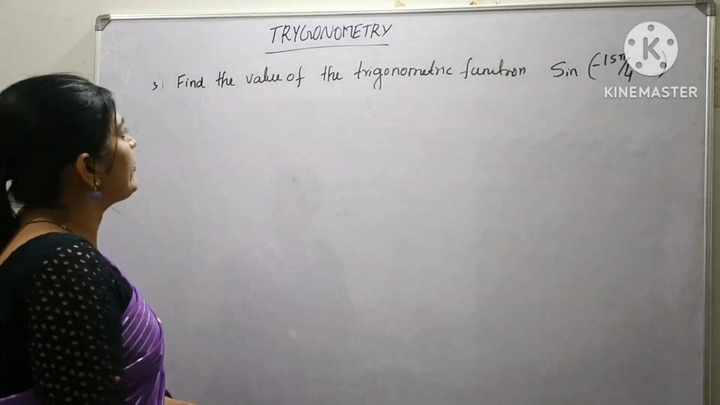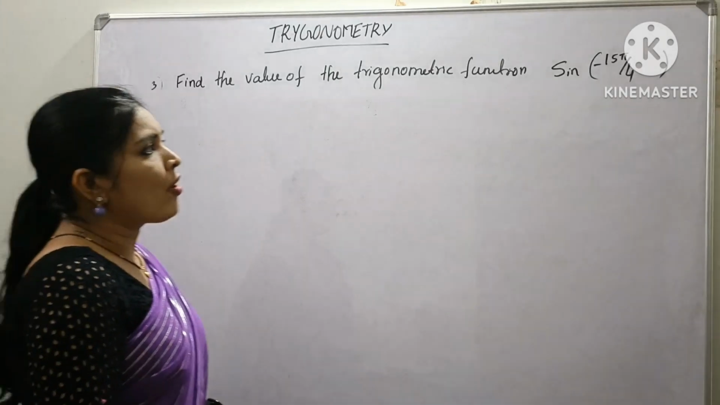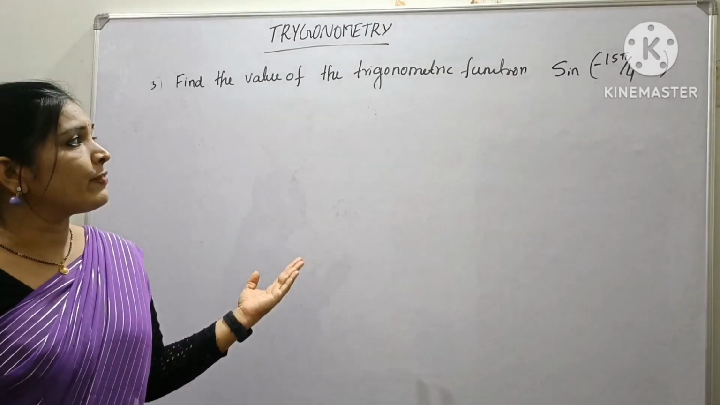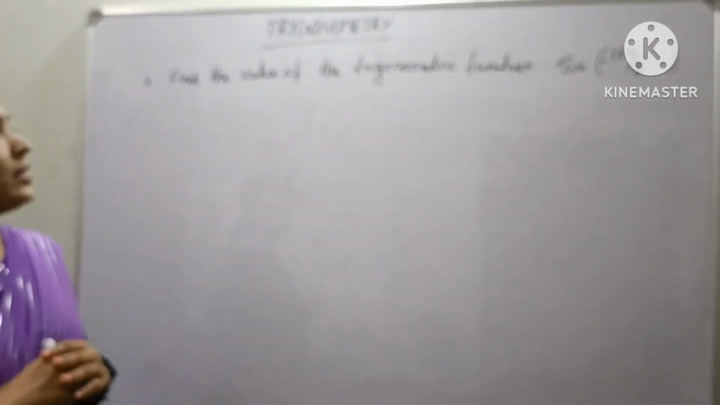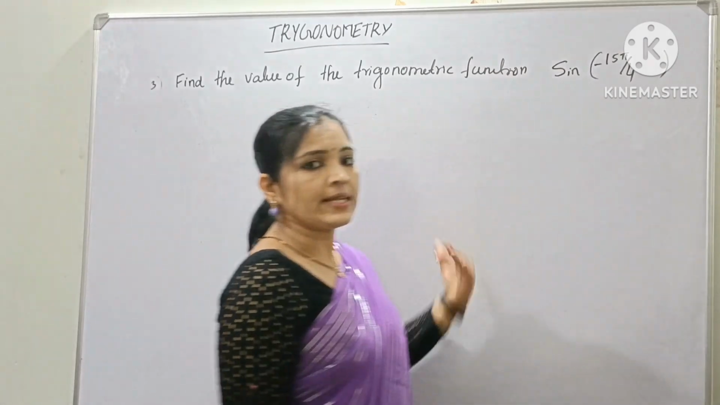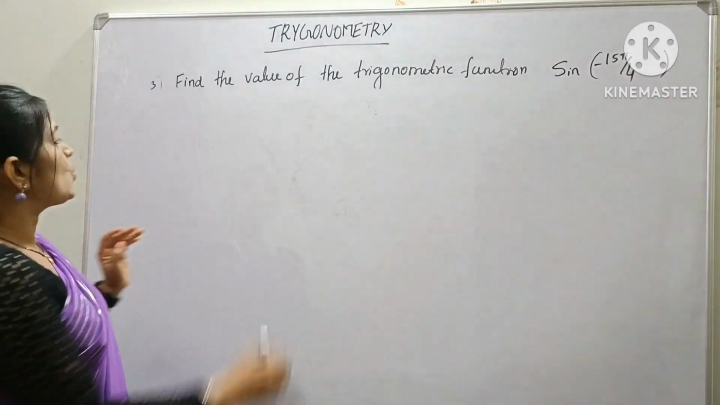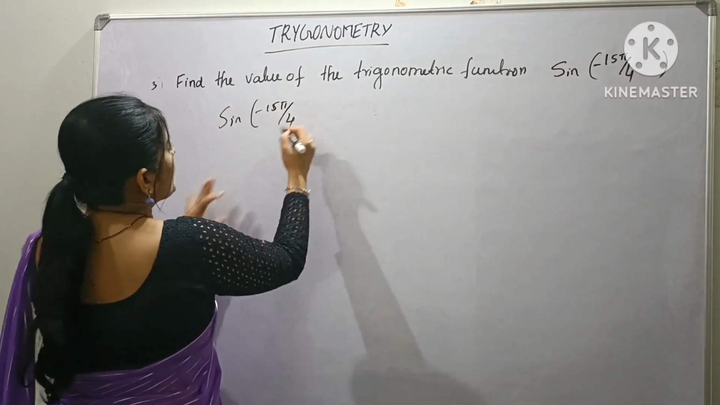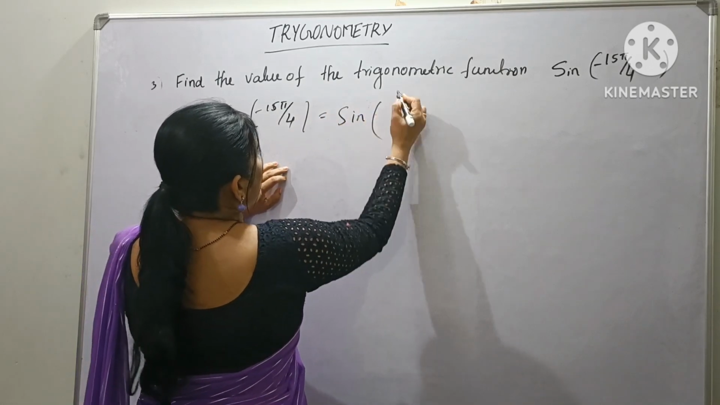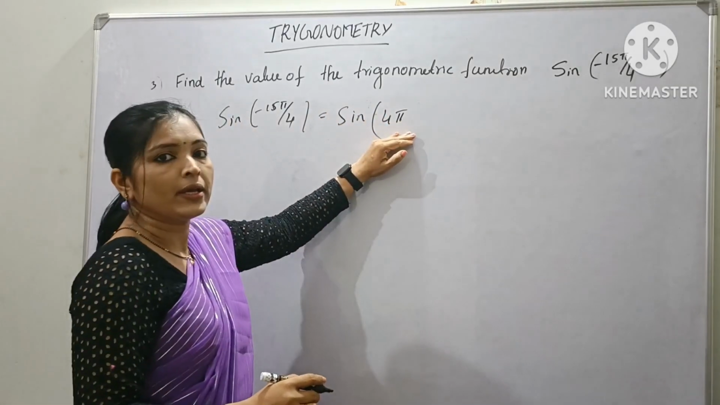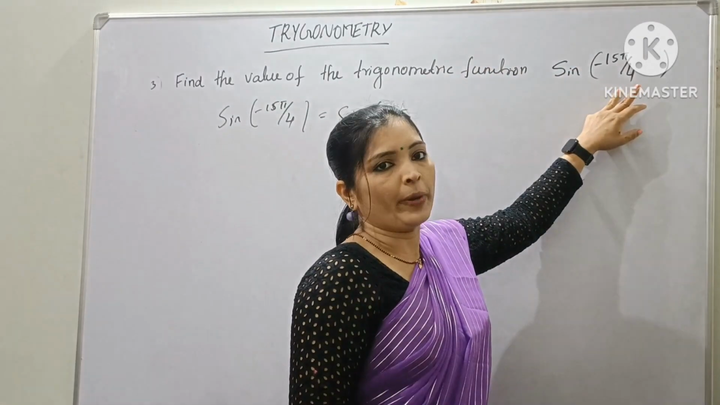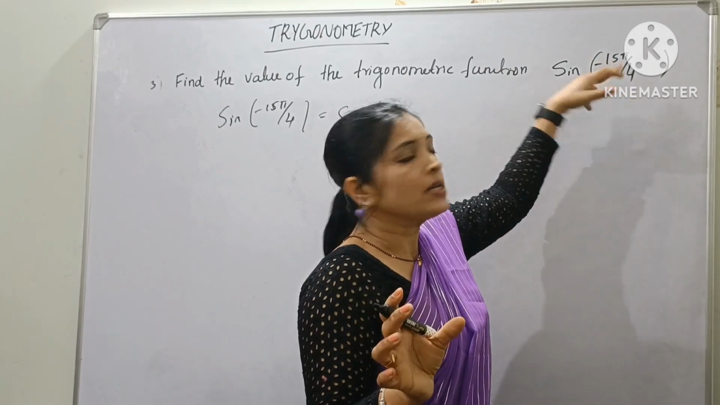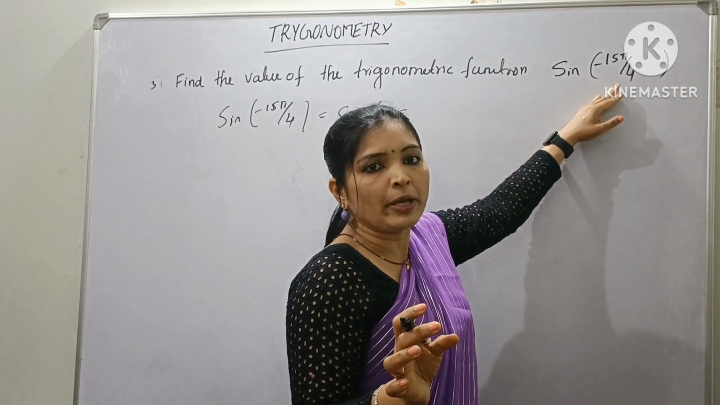Next question: find the value of the trigonometric function sine of minus 15 pi by 4. Here also we will write it in the form of sine of x plus y. So here it is 15 by 4. If it is 16 by 4, we will get 4 pi. So we can write sine of minus 15 pi by 4 as sine of 4 pi plus minus 15 pi by 4. Why 4 pi? Because it is close to 4 pi, right? If it is 16 by 4, it will be 4 pi, and now it is 15.